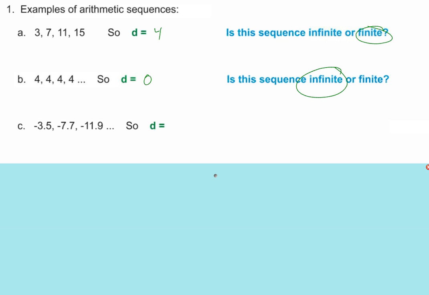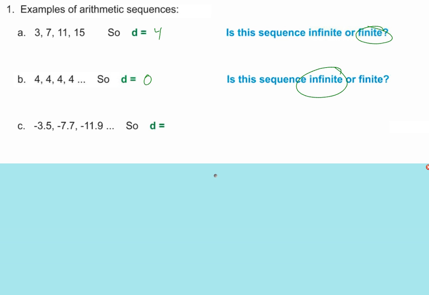And C, so what's the common difference for C? Go ahead and see if you can use your brain a little bit. Just don't say it out loud. What's the common difference for C? Everybody think, because you've got to be able to figure out the common difference. I just want to make sure that you know what to do to get this.